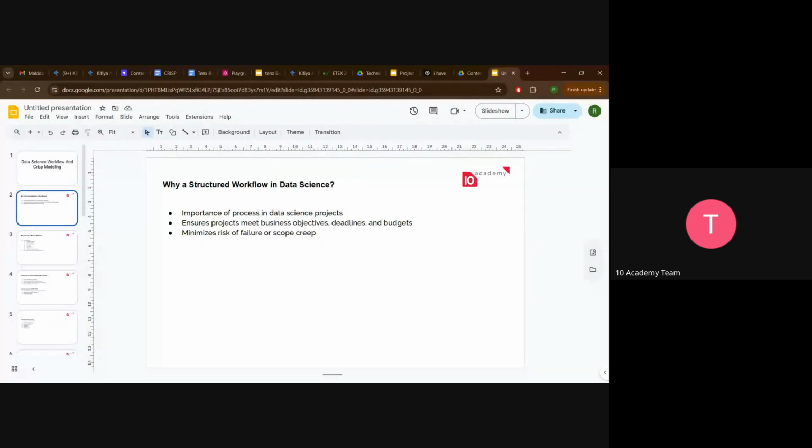So why a structured workflow in data science? The first one is, so am I hearing some voice?